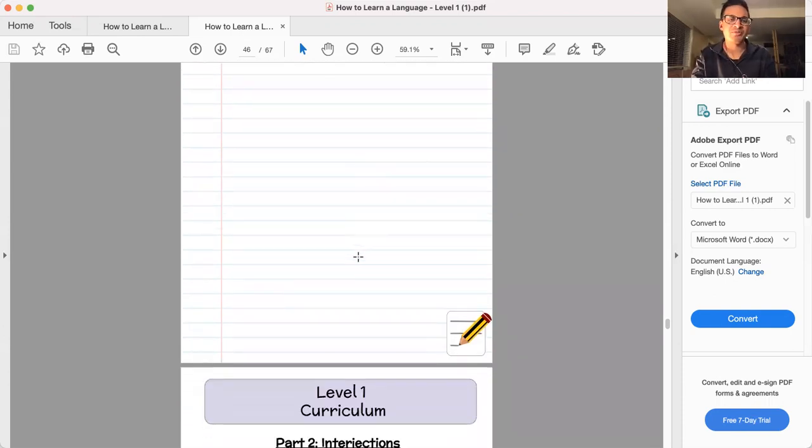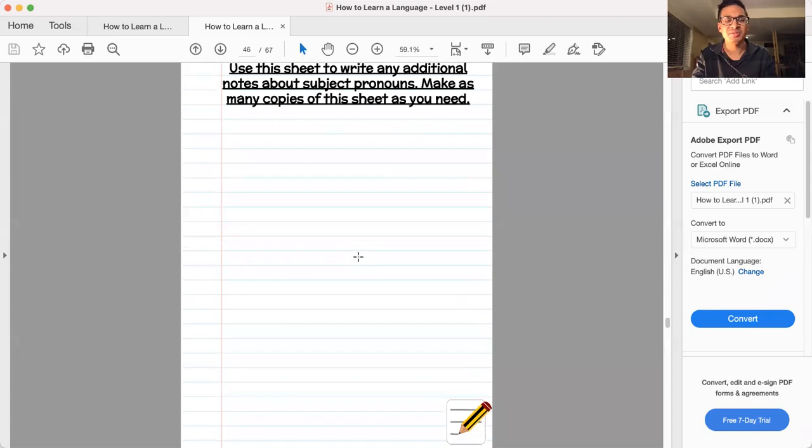Subject pronouns are so powerful because up until this point, we haven't learned them. And so you don't necessarily know how to say he did something or you did something. All you know how to do is describe the world around you, right? This is a book. This is that. What's that? Blah, blah, blah.